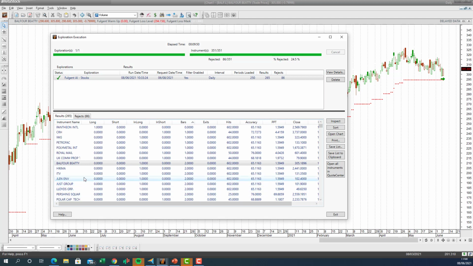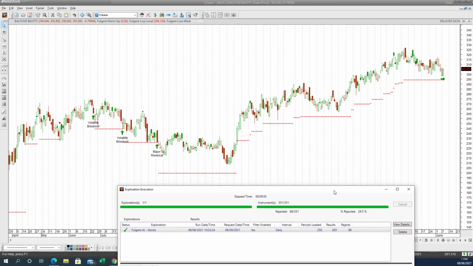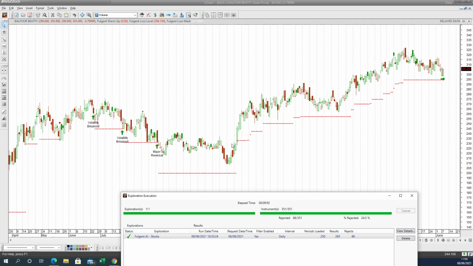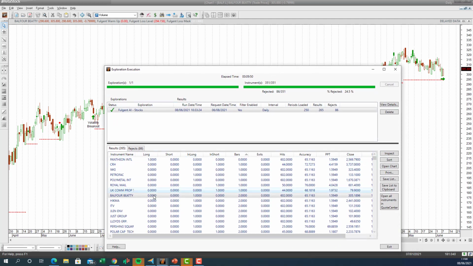So let's go and look at volatility. I've got the chart up here. You can see it's still in a nice long trade. Major reversal there. The stop loss is automatically updated in the AI, so it's still a long position there. So that one's looking good.